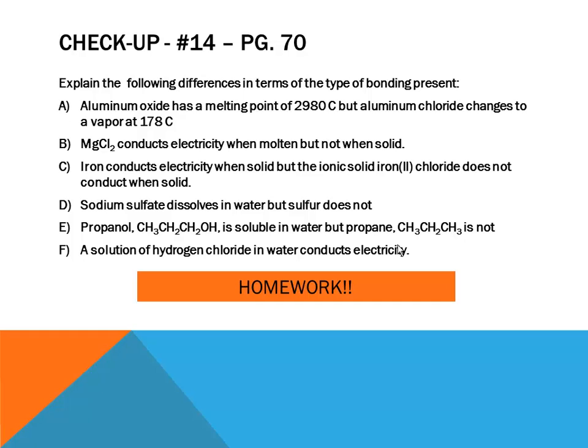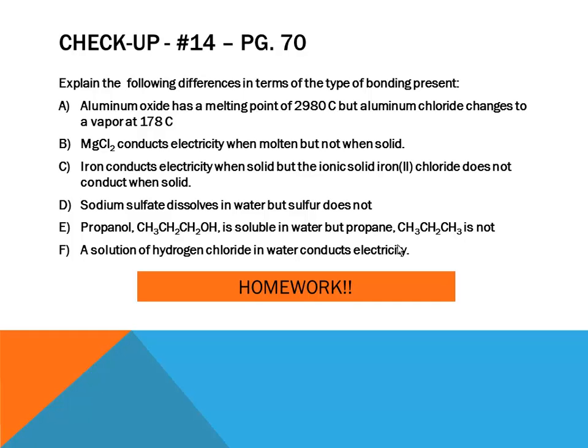Alright, so here are a few questions you need to have good explanations for. Think about their intermolecular force, think about the number of atoms, positive and negatives. For A, aluminum oxide, Al2O3, has a much higher melting point than aluminum chloride, AlCl3, which changes to a vapor at 178 degrees. Explain why aluminum oxide has a higher melting point than aluminum chloride.